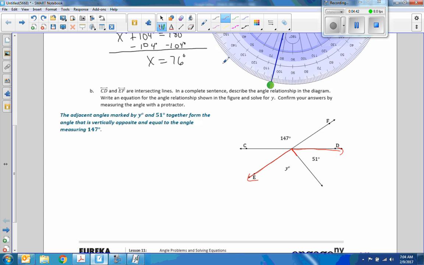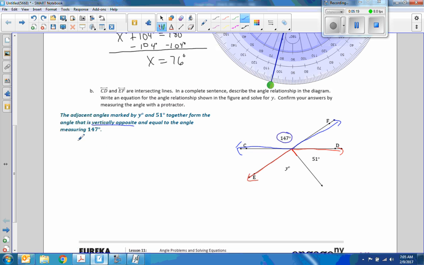Okay, this is vertical to, they form vertical angles with angle C. They didn't name the center, so I can't name it. This angle here, that's 147 degrees. So it says the adjacent angles marked by y and 51 degrees together form the angle that is vertical to the opposite and equal the angle measure 147 degrees. So this red angle here, which is formed by these two angles, is vertical to this blue angle, and since they're vertical, they're congruent or equal.